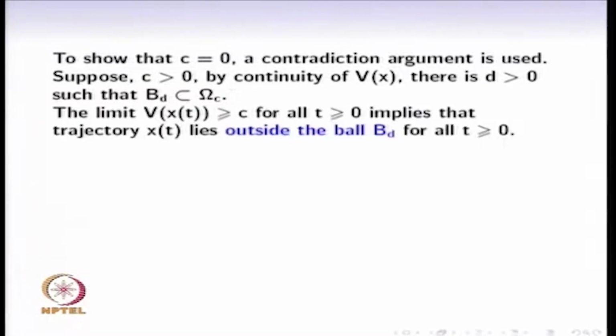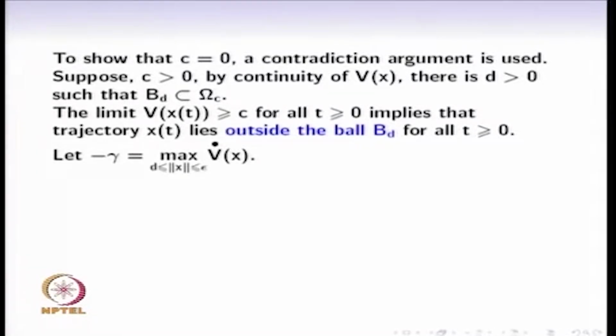Now what does it mean that as t tends to infinity, v of x of t is greater than or equal to c and the limit is equal to c? It means that for all t greater than or equal to 0, this v of x of t is greater than or equal to c, and this just means that the trajectory lies outside the ball B_d for all t greater than or equal to 0. So this is a very important argument.